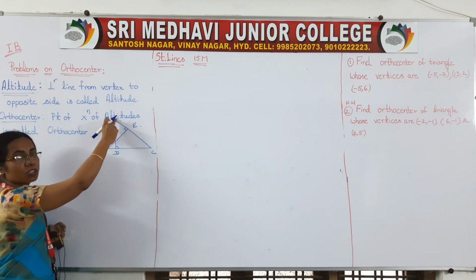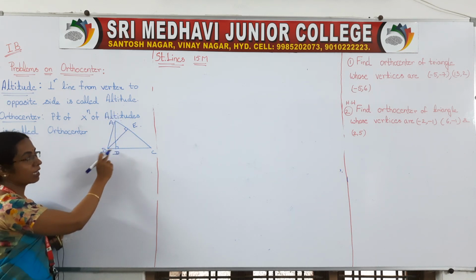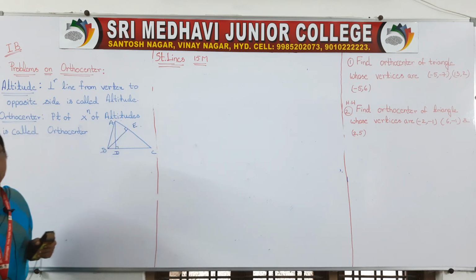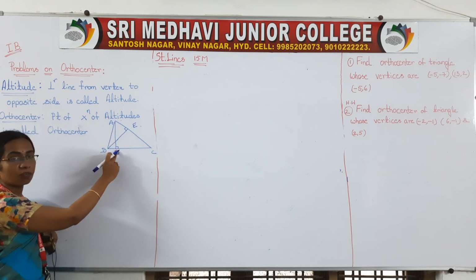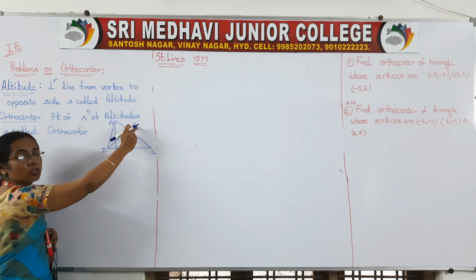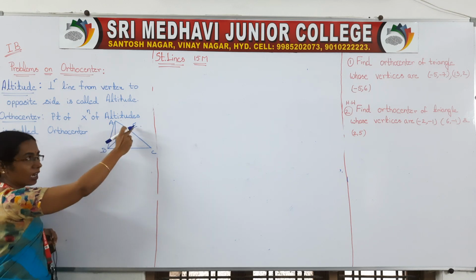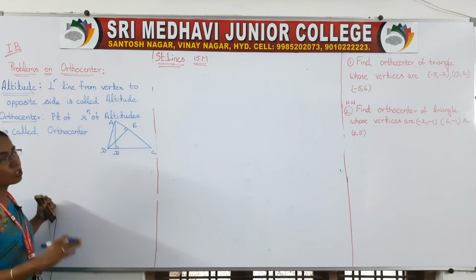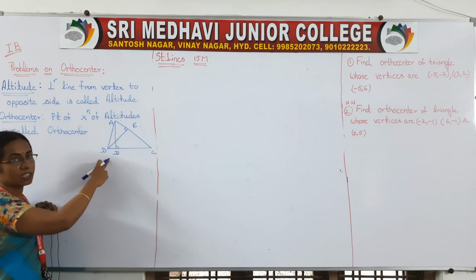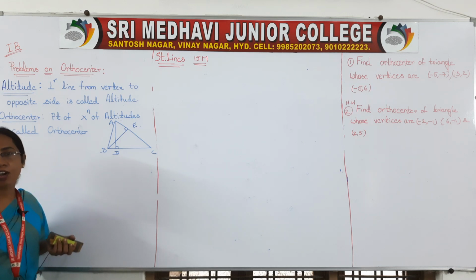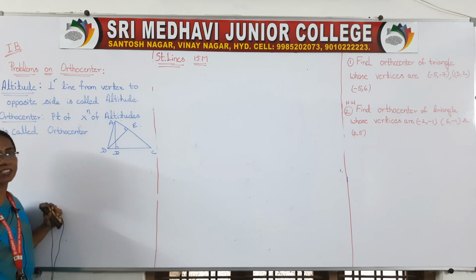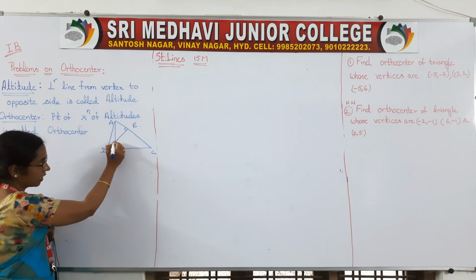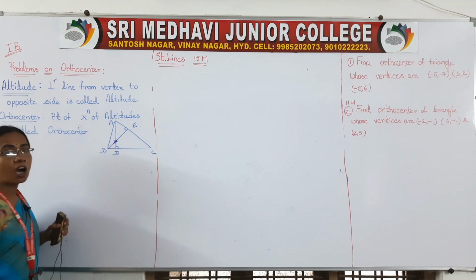So from the vertex, if we take a perpendicular line to the opposite side, that line is called altitude. From A we can draw one altitude and from B to the opposite side we can draw another altitude. Similarly from C also we can draw one altitude. So 3 altitudes will be there for the triangle and all 3 are concurrent. Concurrent means, as we already discussed many times, they pass through the same point, right? That point of concurrency is called orthocenter.